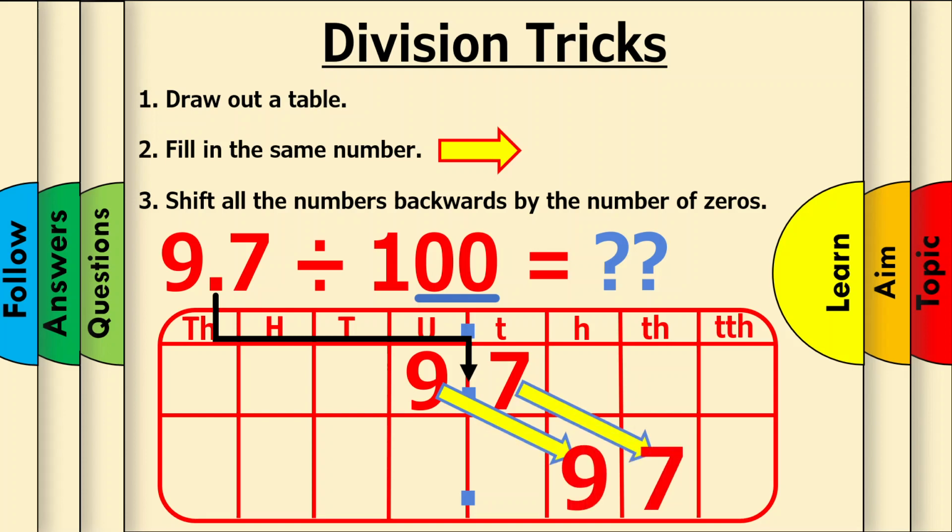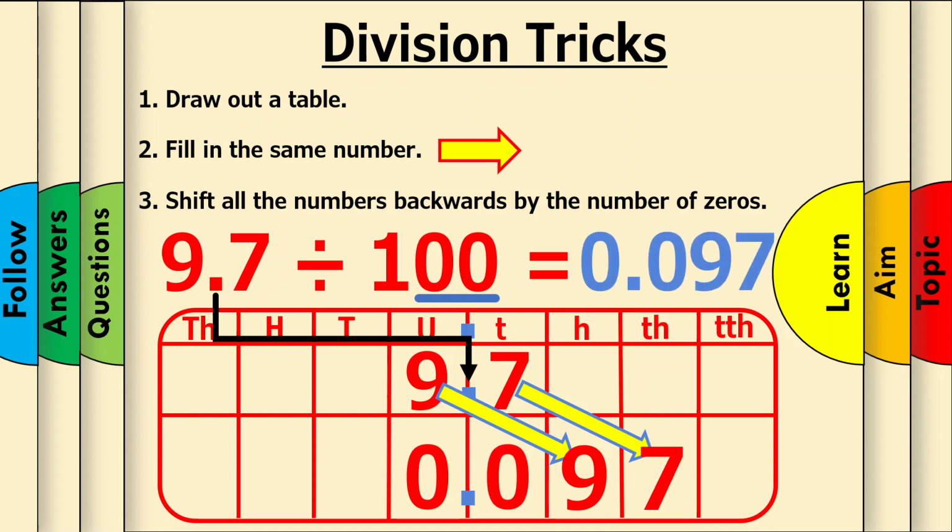Wait a minute, there's a gap in the units and tenths column. All we need to do to solve this problem is to just fill in the gaps with a 0, so 0.097 is the answer. Remember, just like the multiplication trick we looked at last week, once you've become more confident, you don't need to draw the grid each time, as you can just imagine the columns in your head.